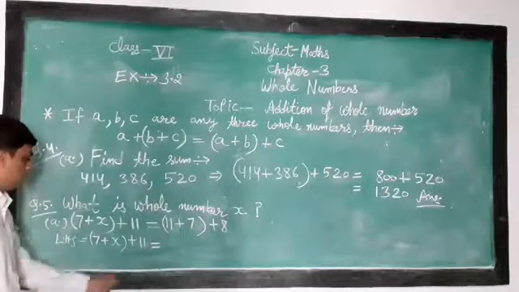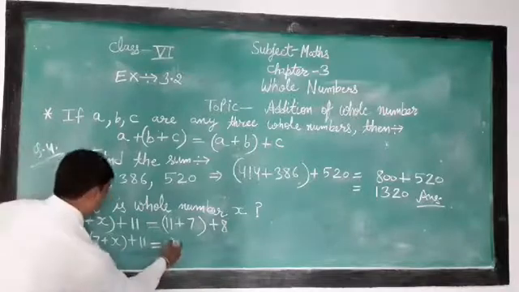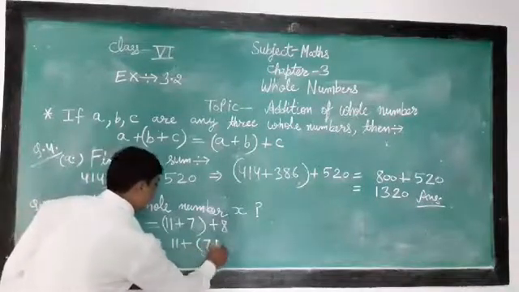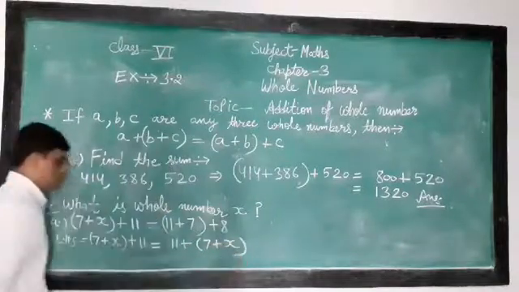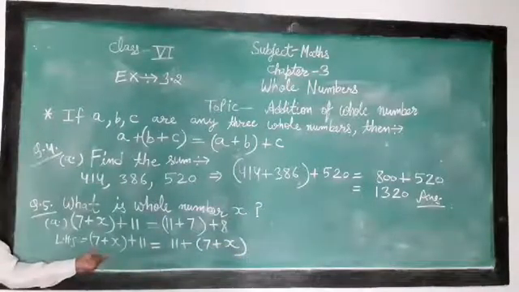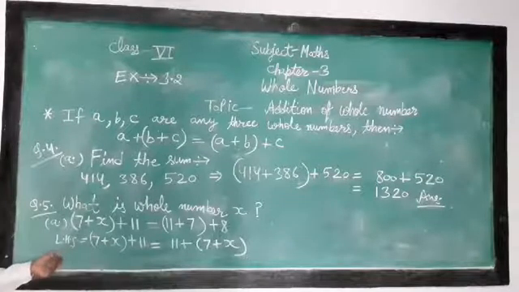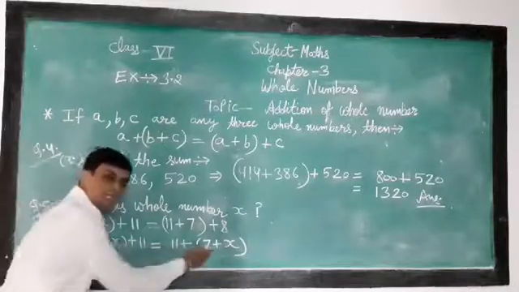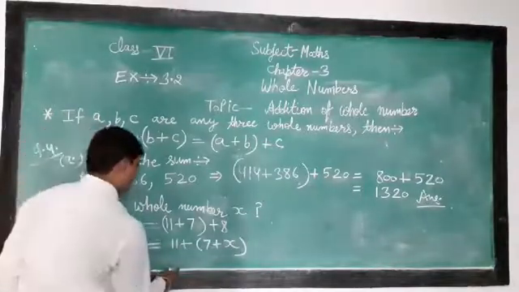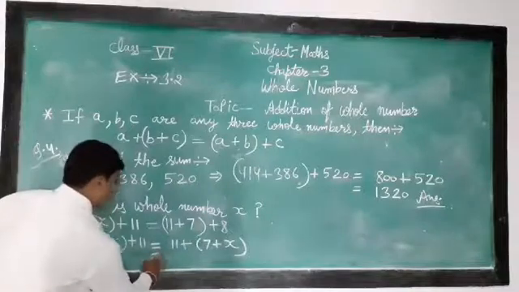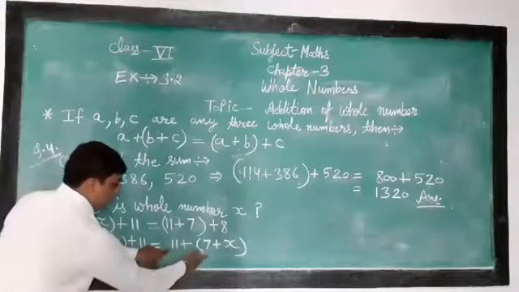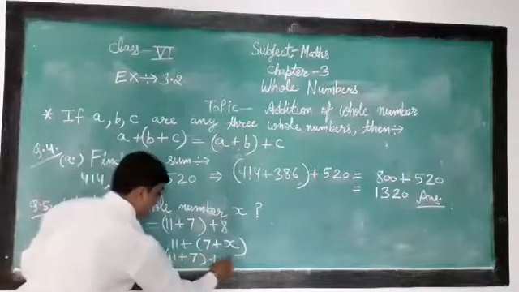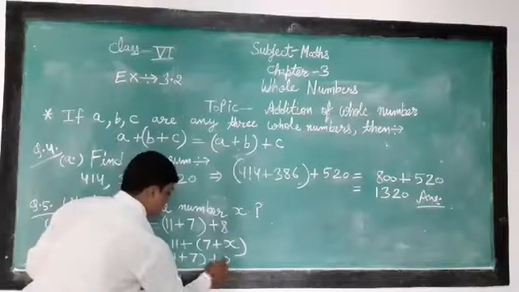Other step is equal to 11 plus 7 plus x. This side equal to 11 plus 7 plus x.